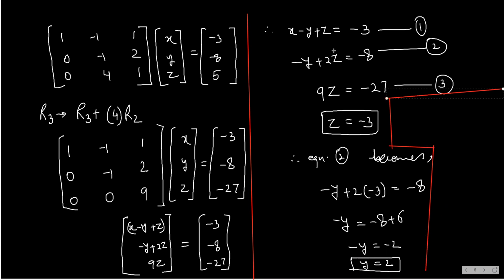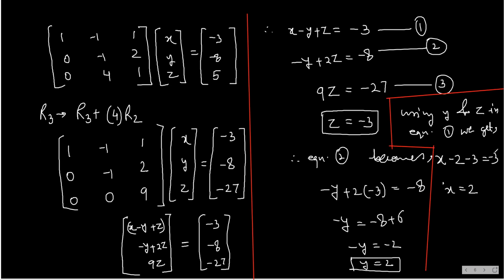Let me solve it here only. So I will write, using y and z in equation 1, we get x minus y, that is x minus 2, plus z, that is -3, equals -3. So we have x equals 2. So x is 2, y is 2, and z is -3.